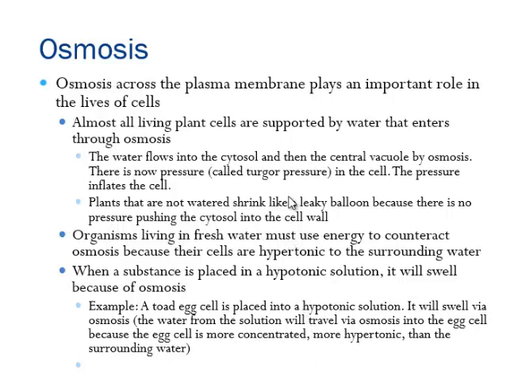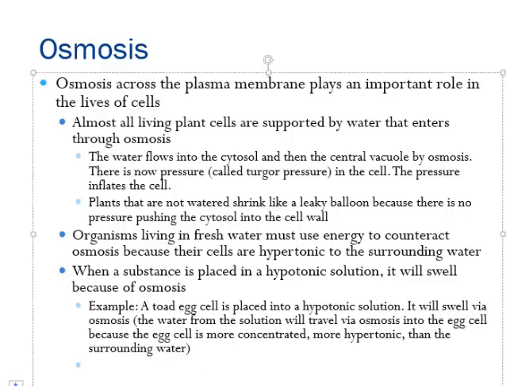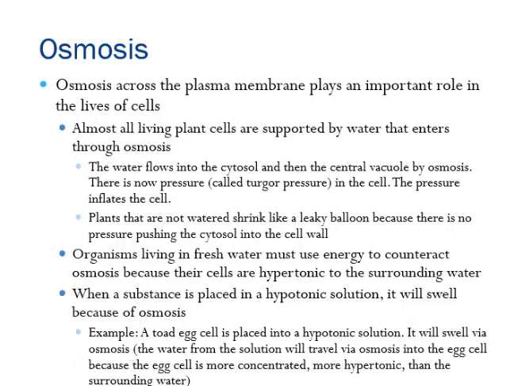Plants that are not watered, plants that don't have enough water, will shrivel up and shrink, and the reason is because the vacuoles are no longer filled with water, so the plant can't keep the structure that it normally would. Organisms living in fresh water have to make sure that they don't absorb things from the outside that are not good for the cell. They have to use energy to counteract osmosis because otherwise other organisms, things that you don't want inside your cell, would automatically flow through the membrane into the cell. So it actually has to use proteins on the outside to keep things out.